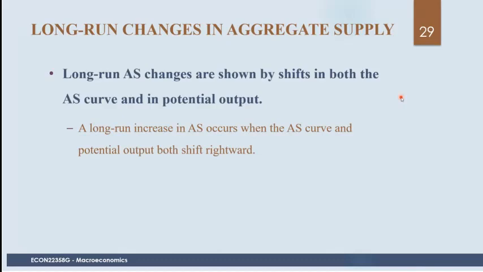So if there's any improvement in any of those factors that determine our potential output, like the number of people or the amount of natural resources we have, that's going to shift the long run aggregate supply curve, in that case to the right. And so it will also shift the short run as well. Okay. But only input prices will shift the short run aggregate supply curve, not the long run.